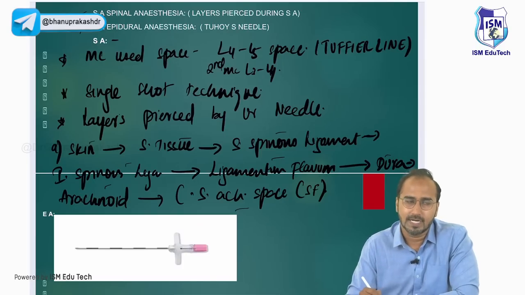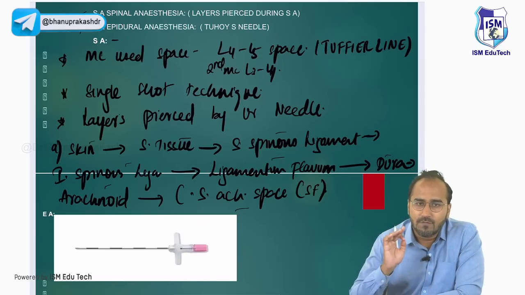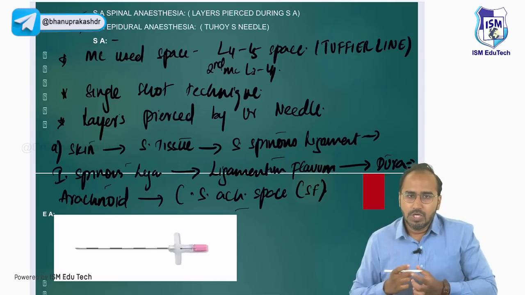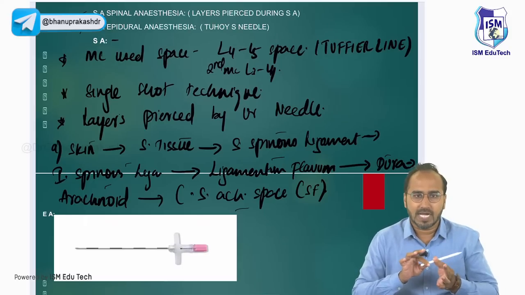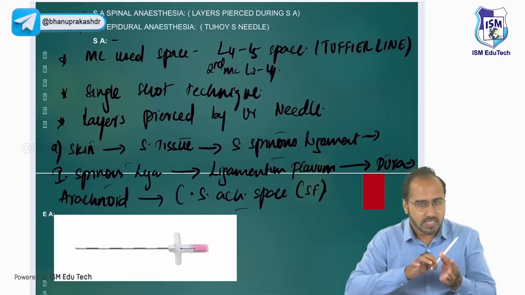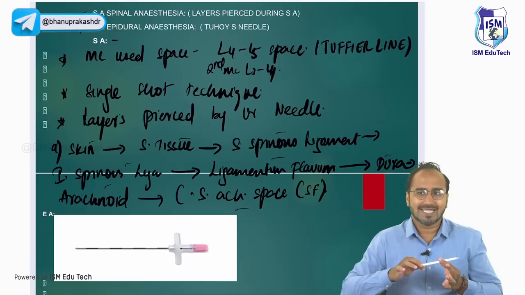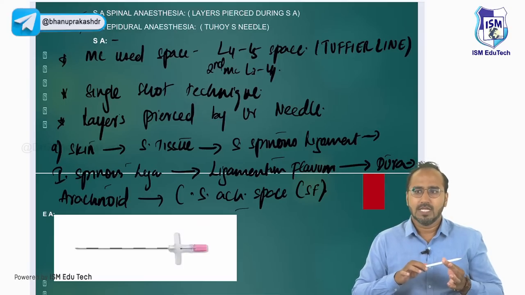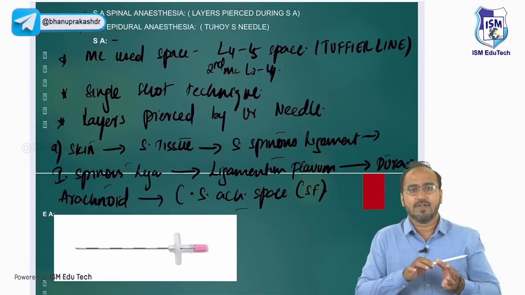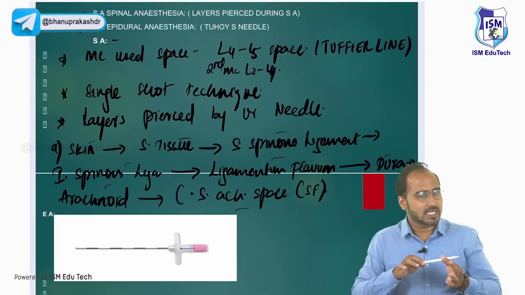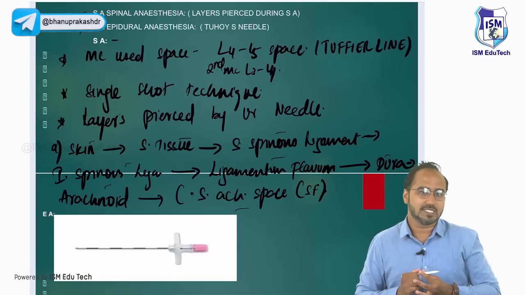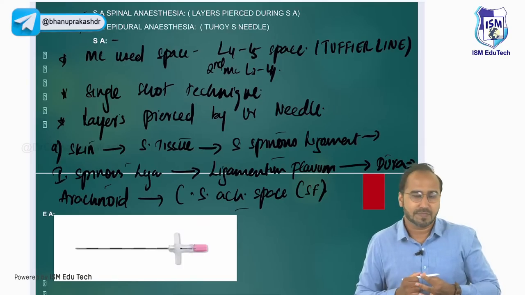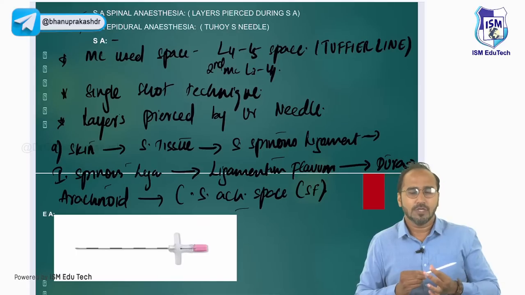Now, guys, look over here. On piercing of one structure, you will feel that your needle has suddenly passed. You will feel some loss of resistance. There is one structure which is very tough. Once you pierce that structure, you will feel a loss of resistance or a pop or a snap sound. Snap kind of feeling you will get.